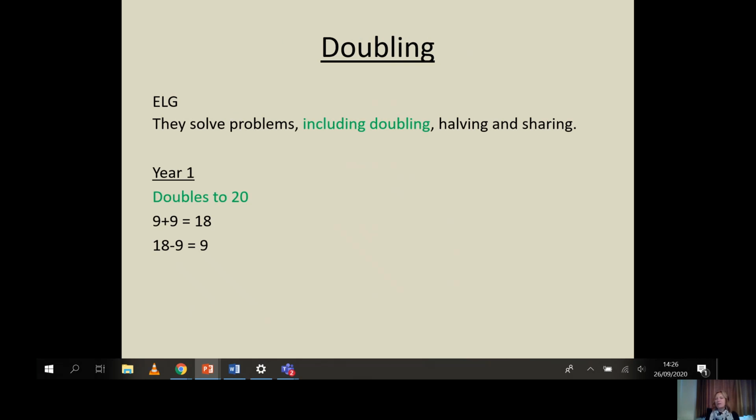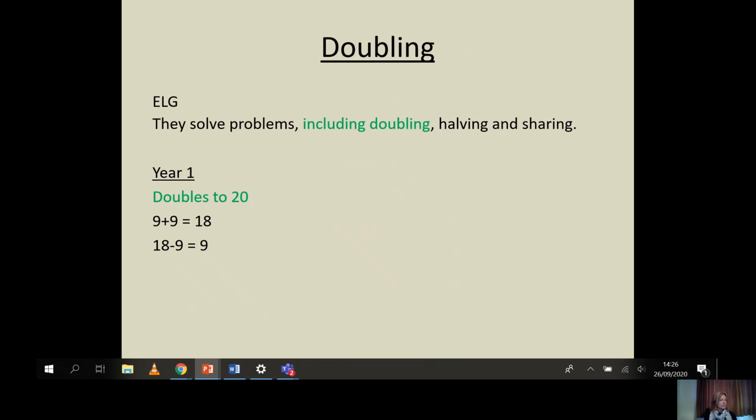Okay then, so welcome back, moving on. Going into doubling then as adding, because doubling is adding, the number's getting bigger, we're adding, okay? So the early learning goal for this is that they solve problems including doubling, halving and sharing. We'll think about the doubling at the moment. So in year 1, the expectation is by the end of year 1, children will be able to do doubles to 20. Okay, both ways, adding and subtracting, just to make you aware.